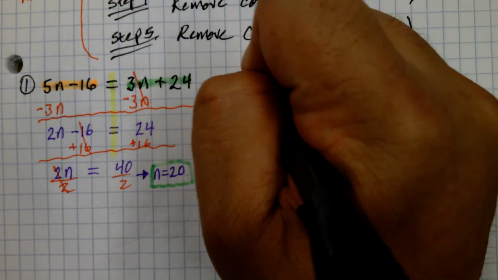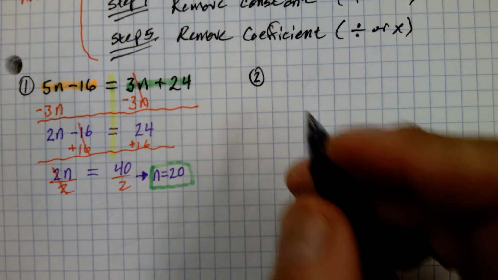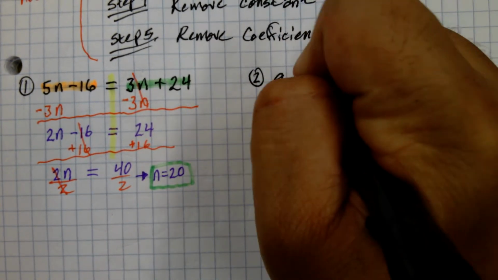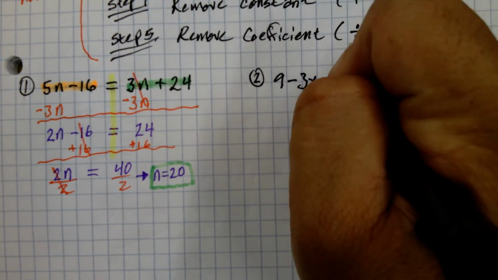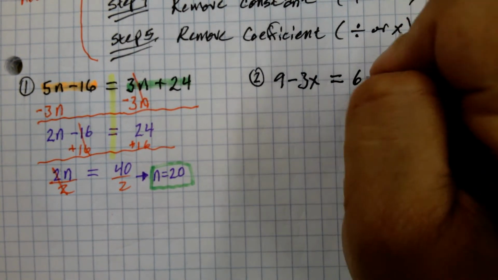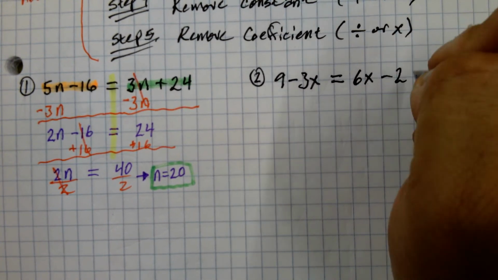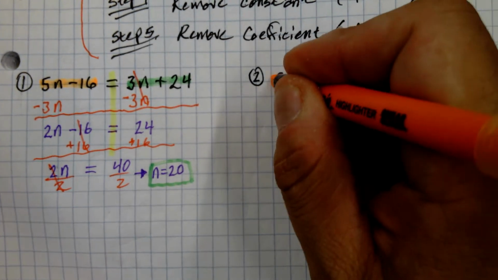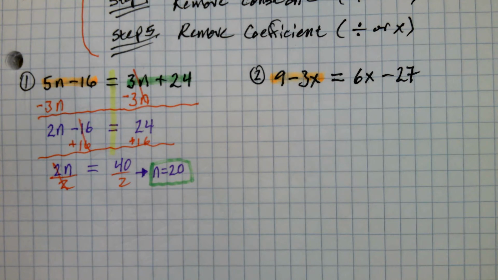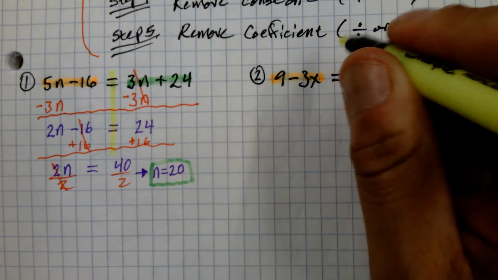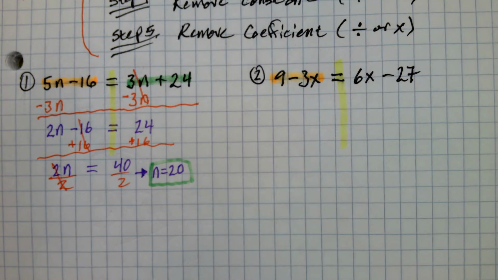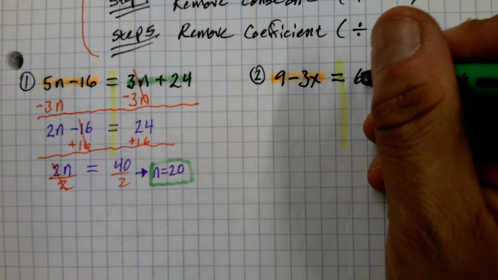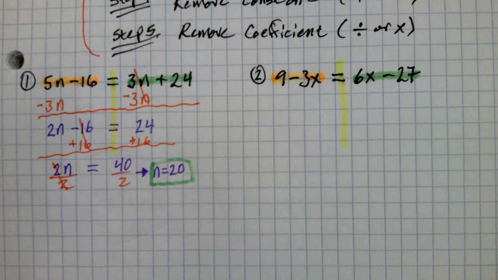Okay, let's do another one kind of like this one. Number 2. And that one looks like this. 9 take away 3x equals 6x minus 27. Okay, so let's give this one a try. If we look at it, study it over, we have a variable on the left side, the negative 3x. We have our equal sign, that's kind of like our barrier. And then we have the right side, which also has a variable, 6x.